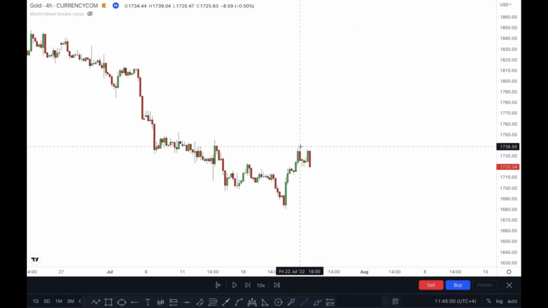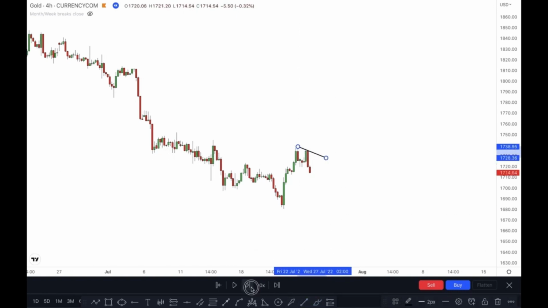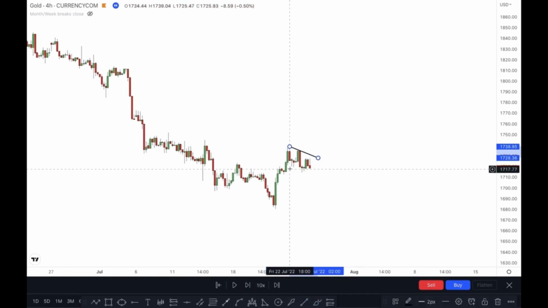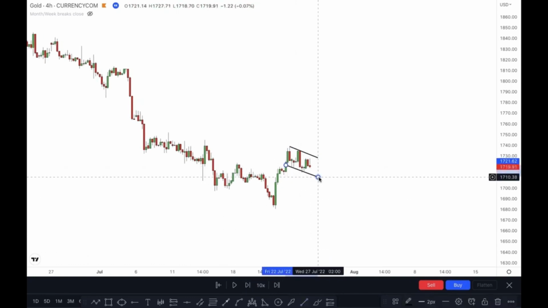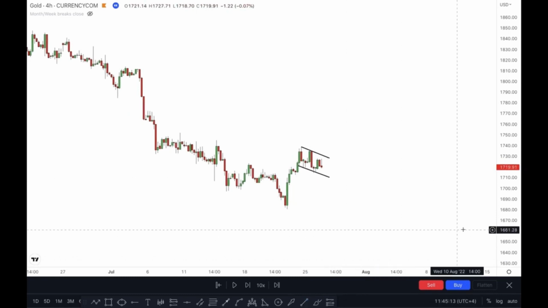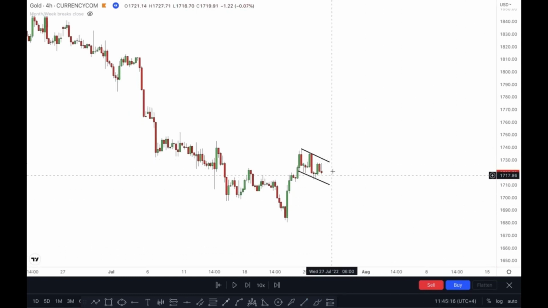So I can draw my first point connecting my second point, and what I'm looking for is also my structure below, right? So right here I can also connect to this first point, the second point, and I have my potential flag pattern. So what I'll be looking for is just the breakout of this flag to the upside. Once I spot this, I'll just go in for a buy. So let's take a look at how this is going to play out.